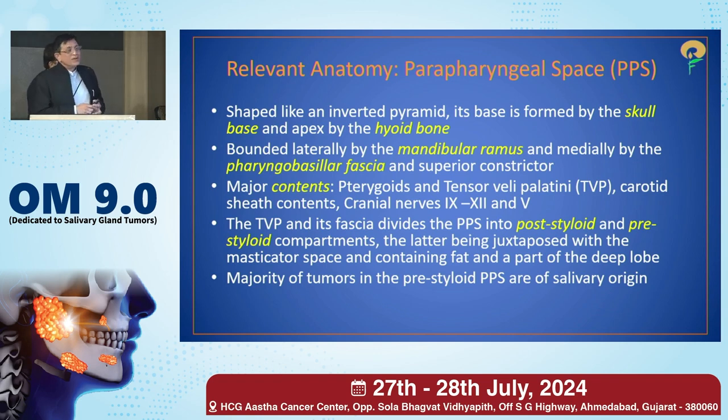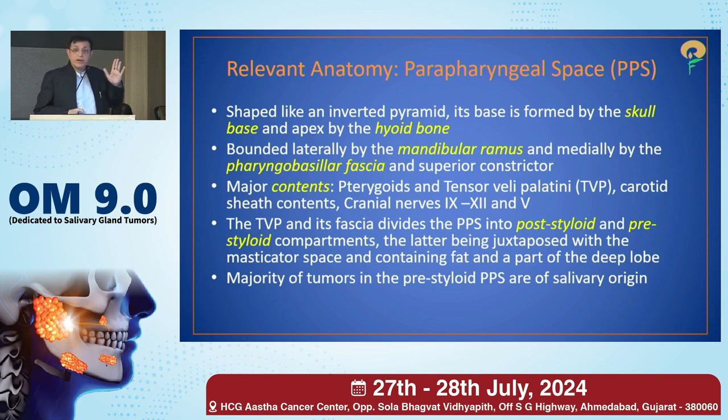Thank you. So this is important. The parapharyngeal space is bounded laterally by the mandibular ramus, and as Dr. KK said, by some fibers of the medial pterygoid, and medially by the pharyngobasilar fascia and the superior constrictor muscle, because that's where the pharyngeal space comes. The major contents are the pterygoids, the tensor veli palatini, the carotid sheath contents, cranial nerves 9 to 12 as well as 5. The tensor veli palatini and its fascia divides the parapharyngeal space into the smaller post-styloid and the larger pre-styloid compartments, the latter being juxtaposed actually with the masticator space.